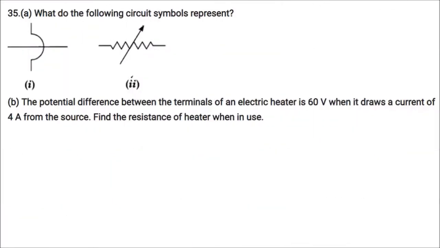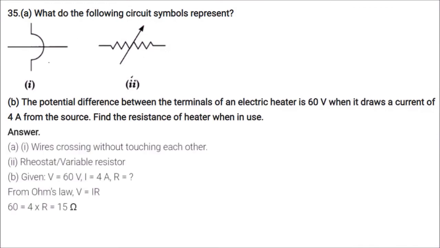What do the following circuit symbols represent? This one and this one. So this is the wire crossing without touching each other. If this is a wire, and this is a wire which is crossing it without touching, you have to make it like this. And this one is the rheostat, or you can say variable resistance, where current can be changed.